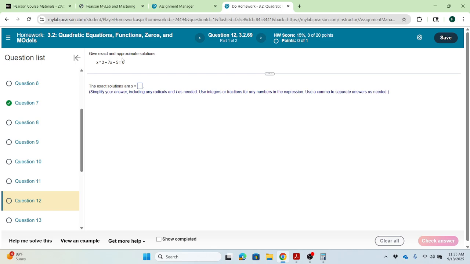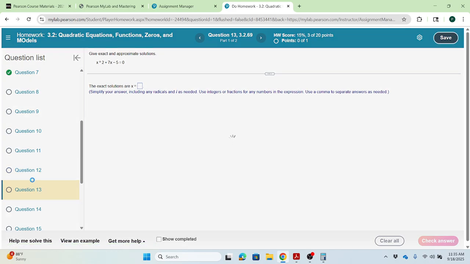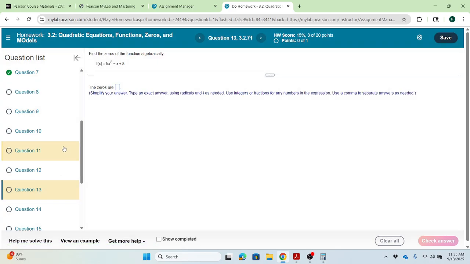Find exact and approximate solutions. For the exact solutions, you can use one of the methods, like using the quadratic formula, or factoring, or completing the square, to solve this type of quadratic equation. Okay.